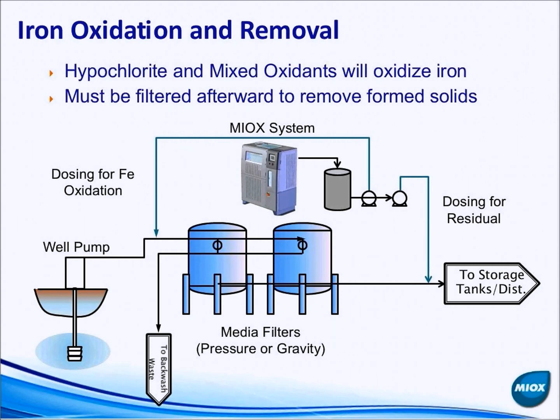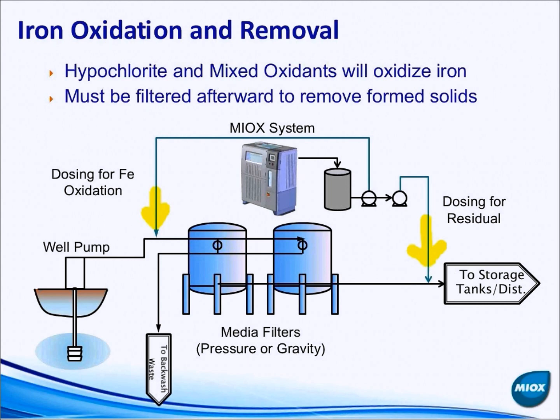And the mixed oxidant is added just prior to that, or bleach. It oxidizes the iron into a soluble form, which then precipitates out of the solution and is removed through the filters and then fed to the storage and distribution tanks. In this particular scheme, you'll notice that I'm showing a second dosing point just prior to the storage tanks for residual. On some groundwater systems, they may actually eliminate that second dosing point and just simply overdose prior to the filters and carry that residual out to the storage tank.